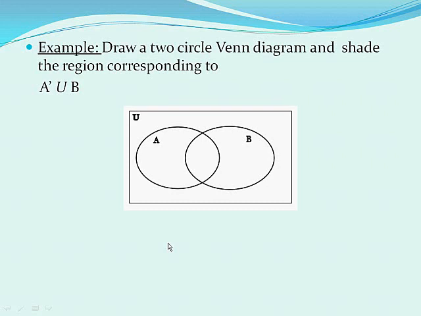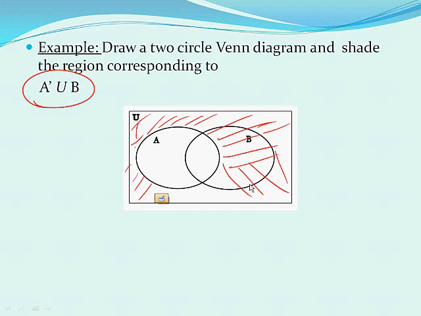So this is another example. We need to draw a two-circle Venn diagram and shade the region corresponding to A complement union B. So A complement means everything outside A, and union means we need to also include members belonging to B. So if I shade A complement, it will be outside A within U. So this is the shading for A complement.